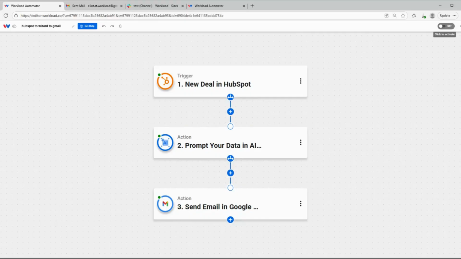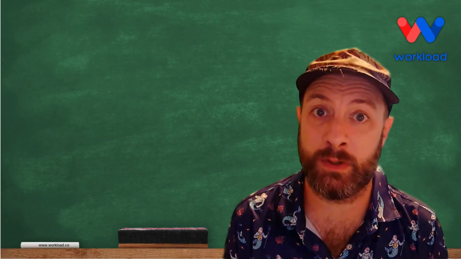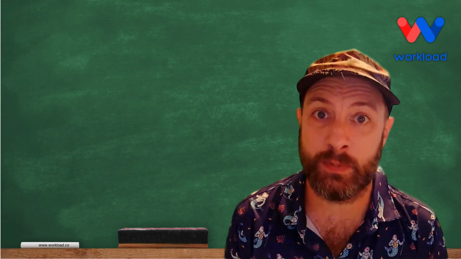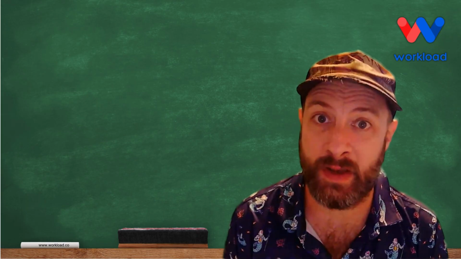And now whenever there's a new deal in HubSpot, the AI wizard will interpret the details of that deal and then send an appropriate email in Gmail. That's how you can use the AI wizard by Workload to build a workflow that automatically interprets the status of a new deal and sends an appropriate email in response.